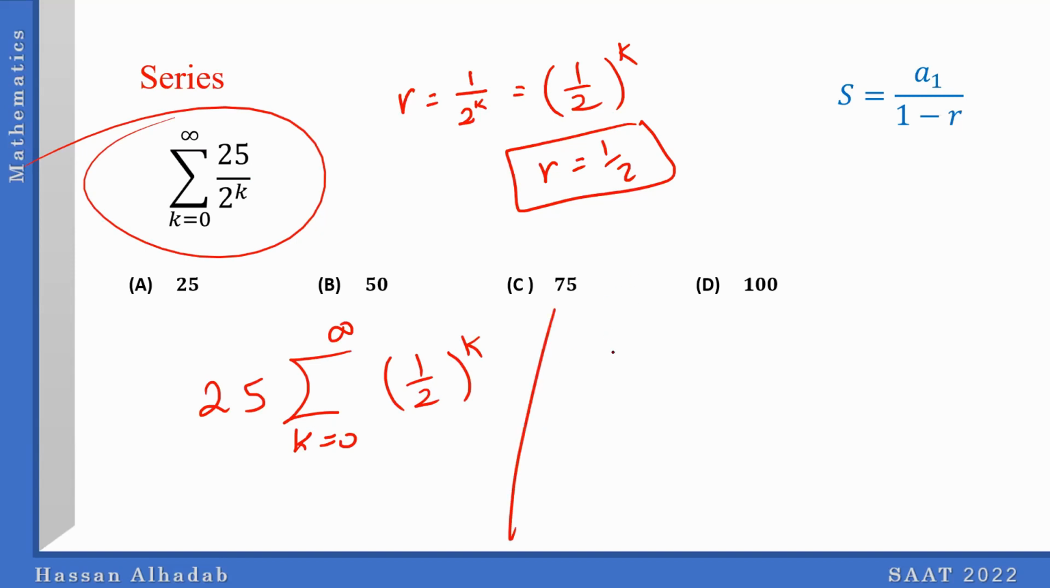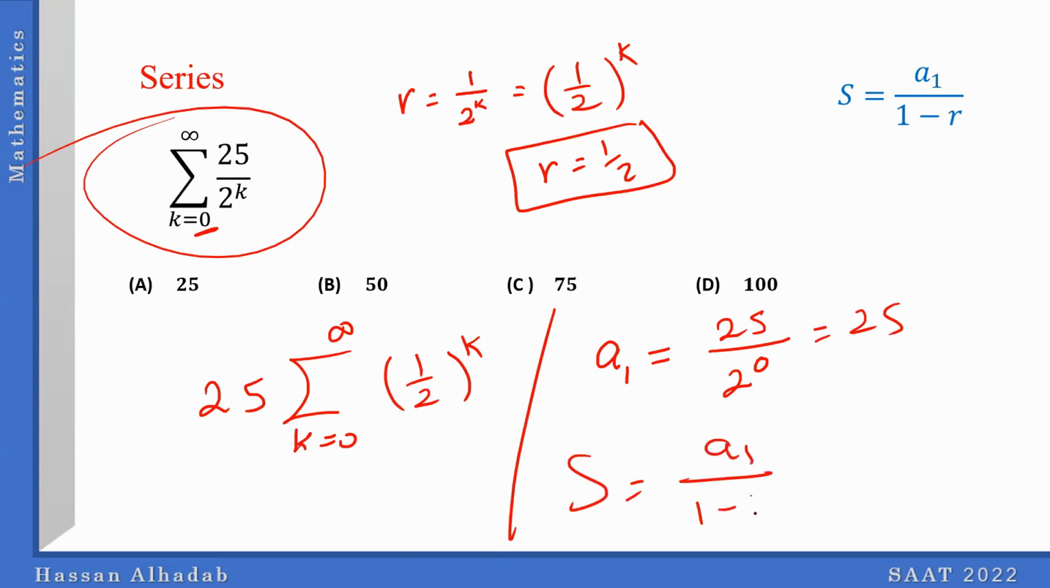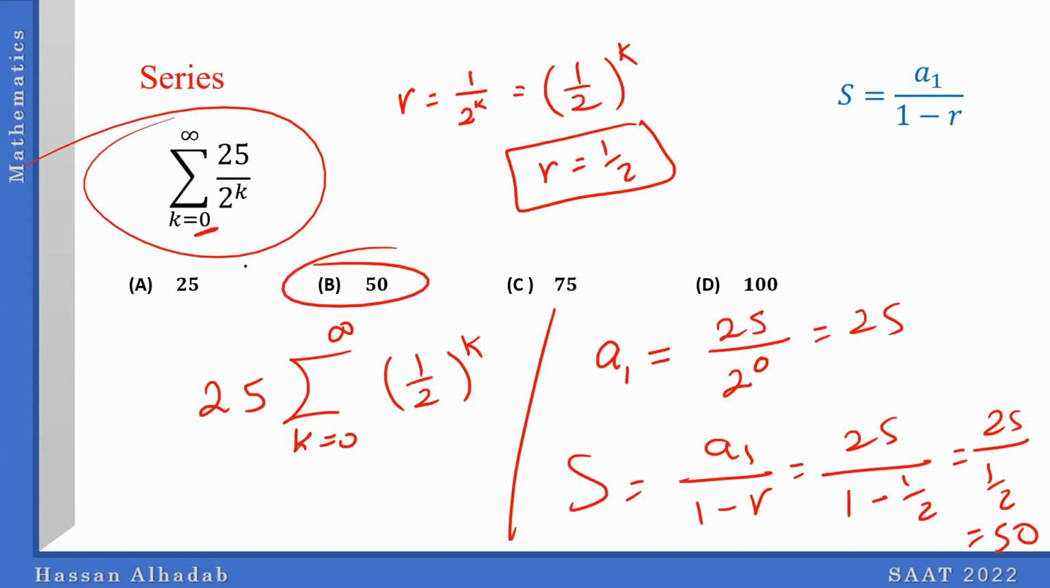So in this case, if I want to find the first term, A1, I just plug in 0. So this is going to be 25 times 1/2 to the 0, which is 25. Okay, so the summation is going to be A1 over 1 minus R. So this is going to be 25 over 1 minus 1/2. So this is going to be 25 over 1/2, so this is going to be 50. B.